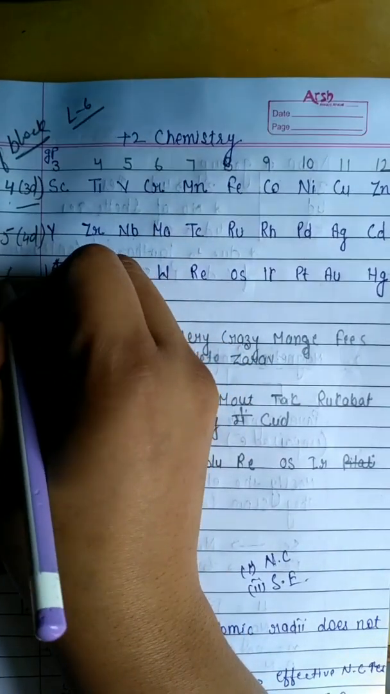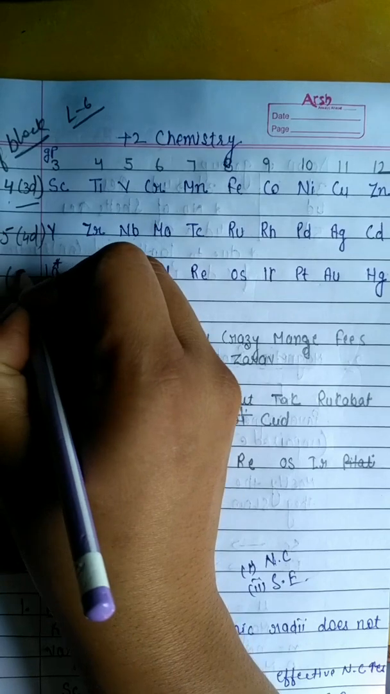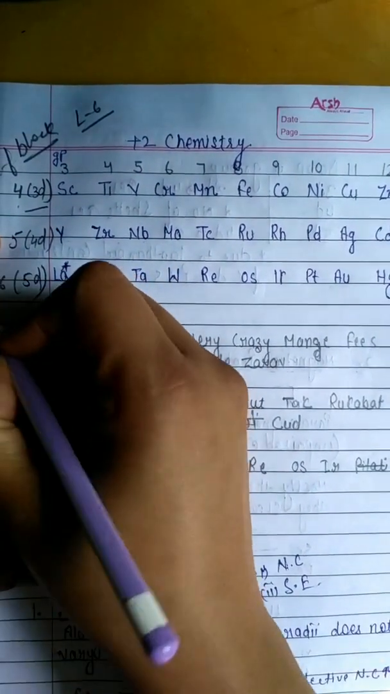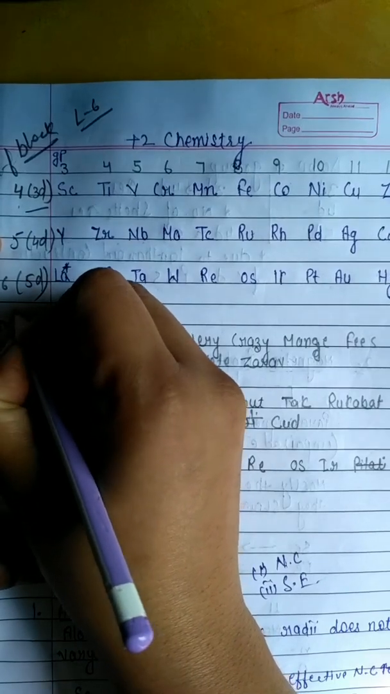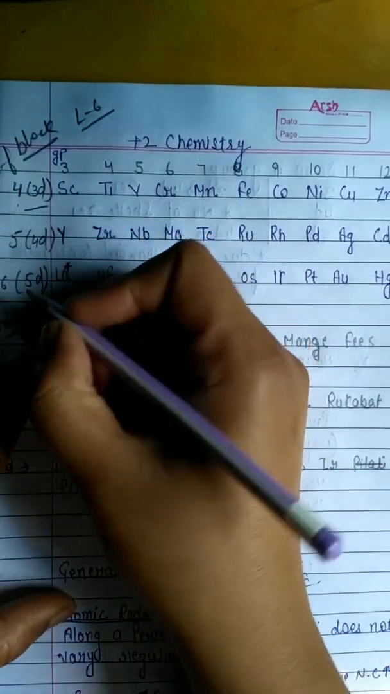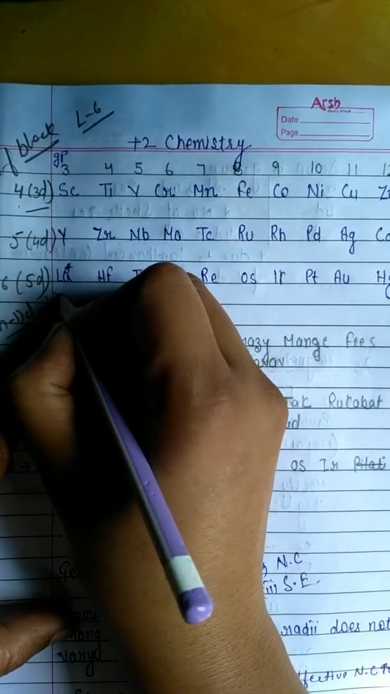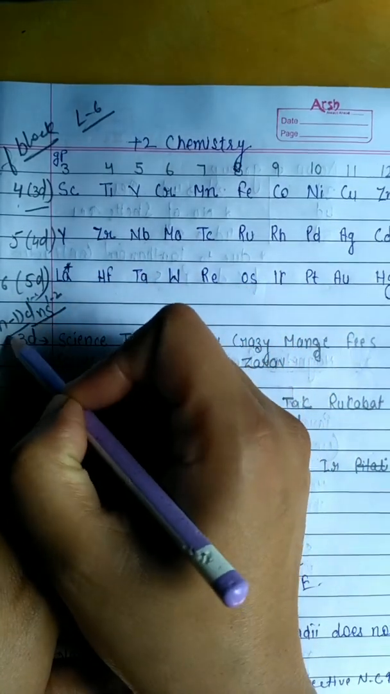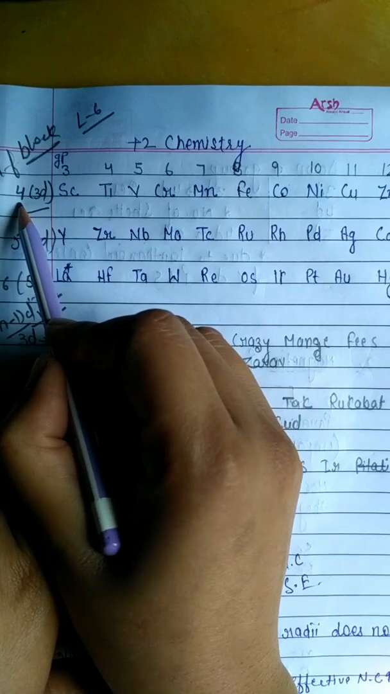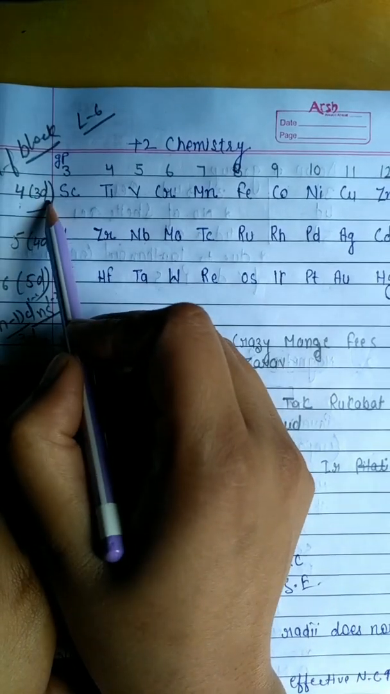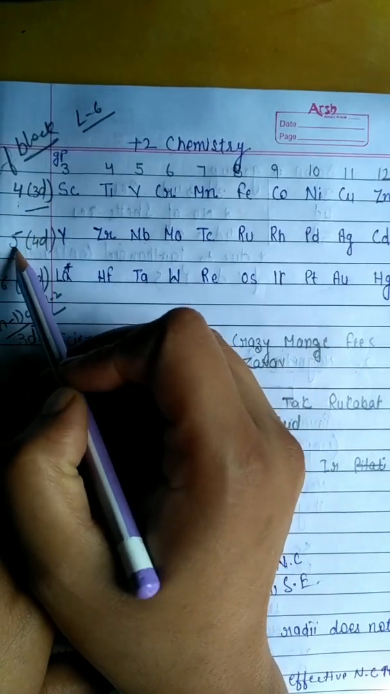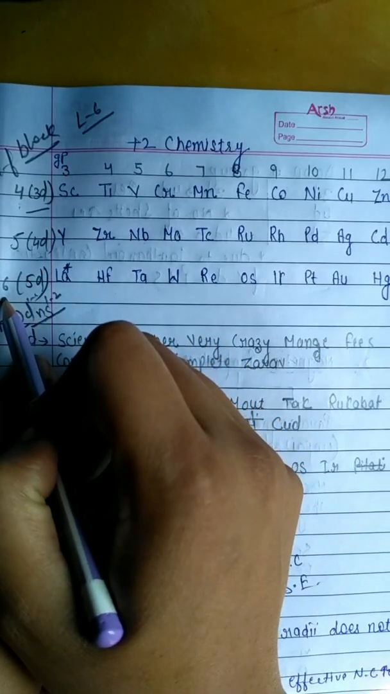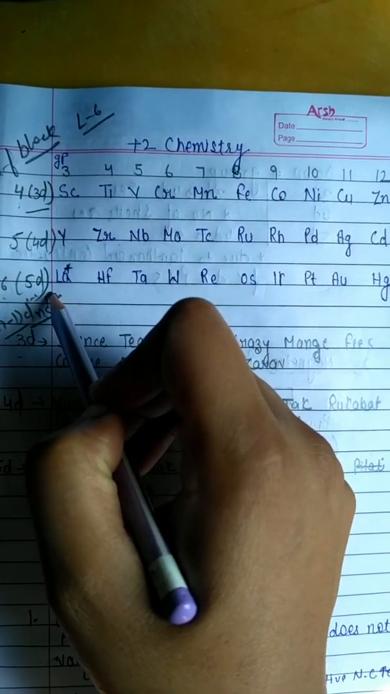In the sixth period, we have to fill the electrons in the 5d orbital. So that's why we write the configuration as (n-1)d, ns1 to 2. If the period is fourth, we fill the electrons in 3d. If the period is fifth, we fill them in 4d. If the period is sixth, we fill them in the 5d orbital.